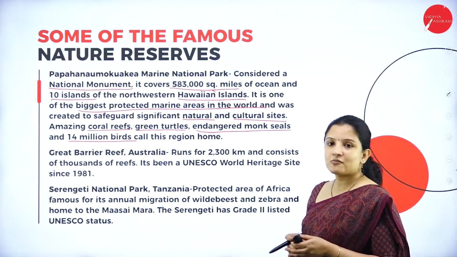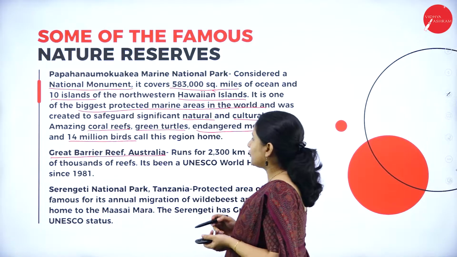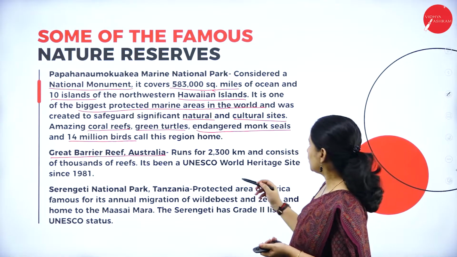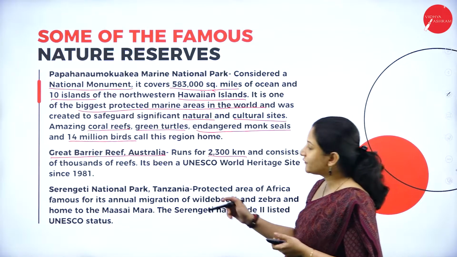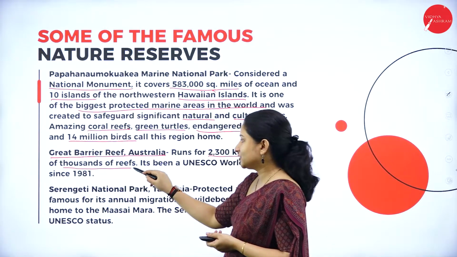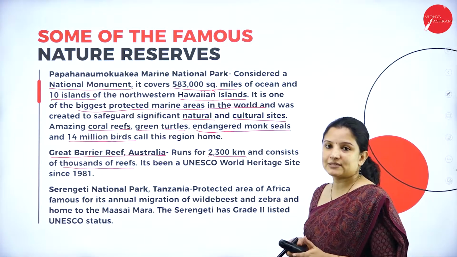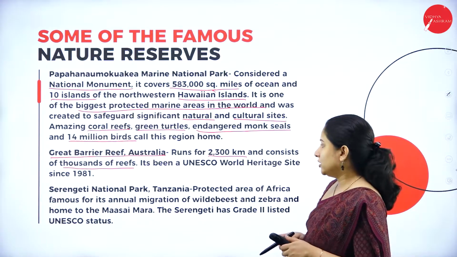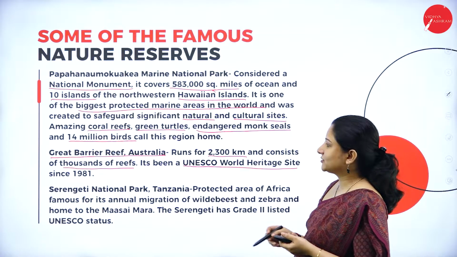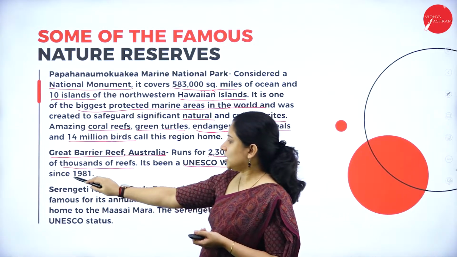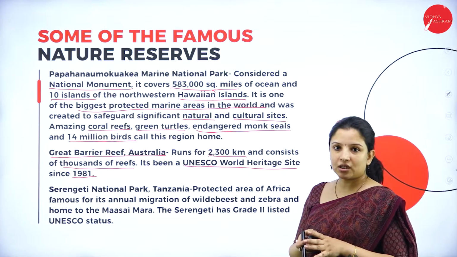Next is the Great Barrier Reef in Australia. The Great Barrier Reef spreads over 2,300 kilometers, and it consists of thousands of coral reefs. So the Great Barrier Reef is actually the largest coral reef that is present in the whole world, and therefore it is a UNESCO World Heritage Site since the year 1981, and no human intervention is allowed in this particular region.